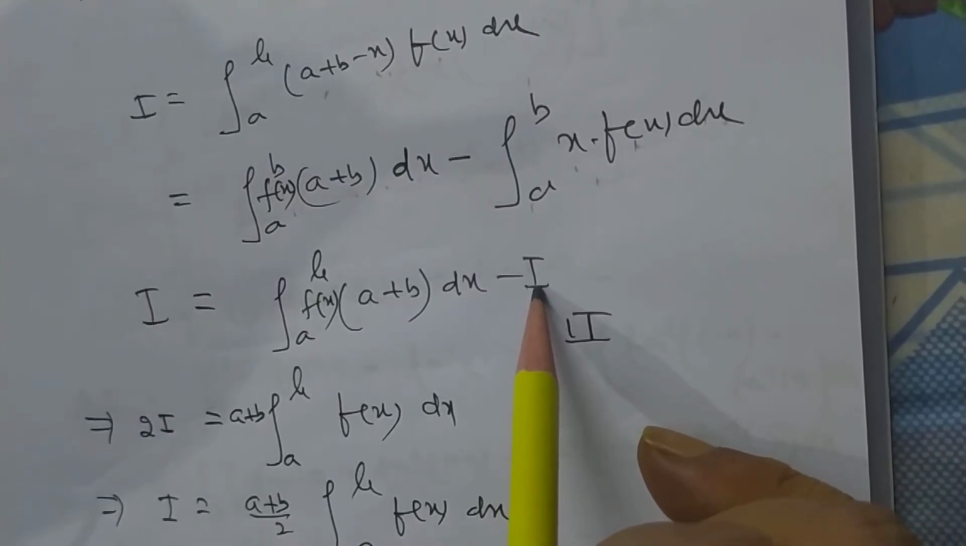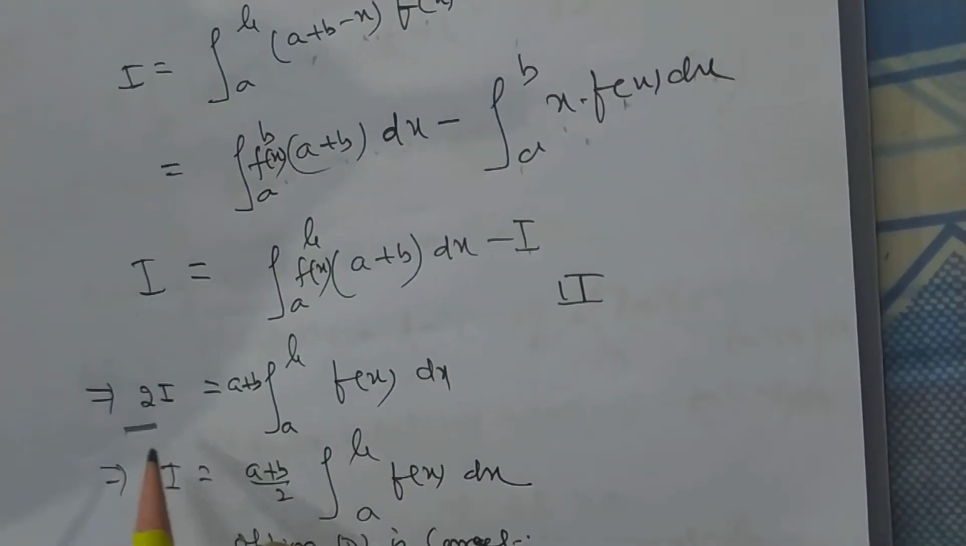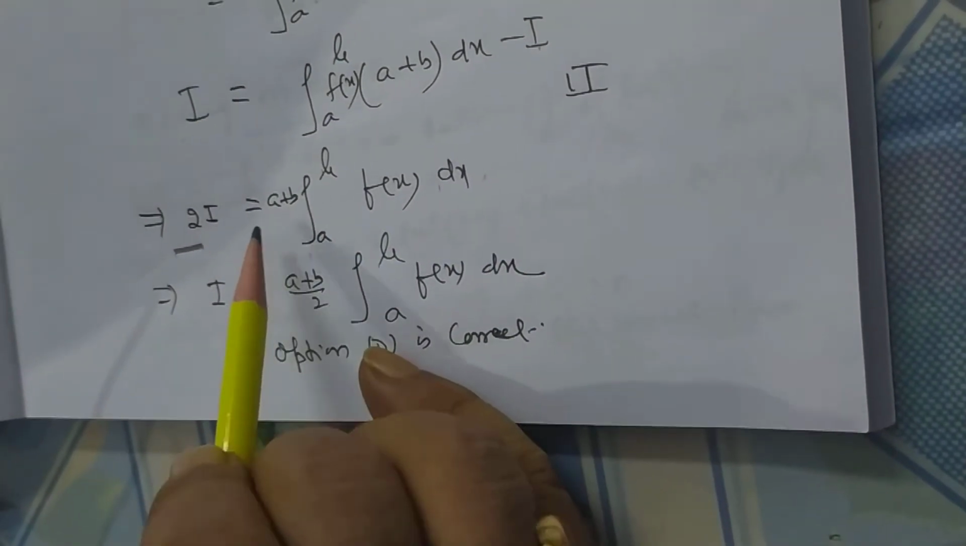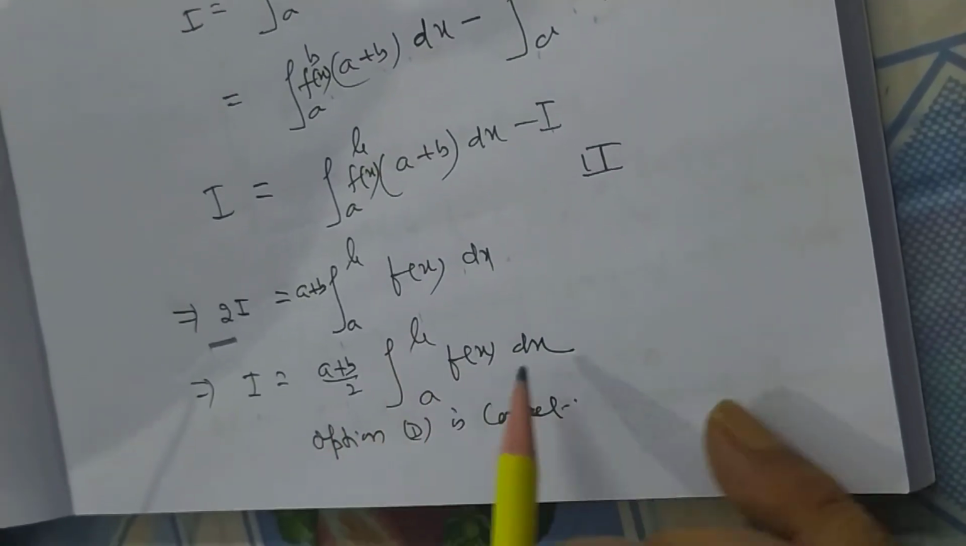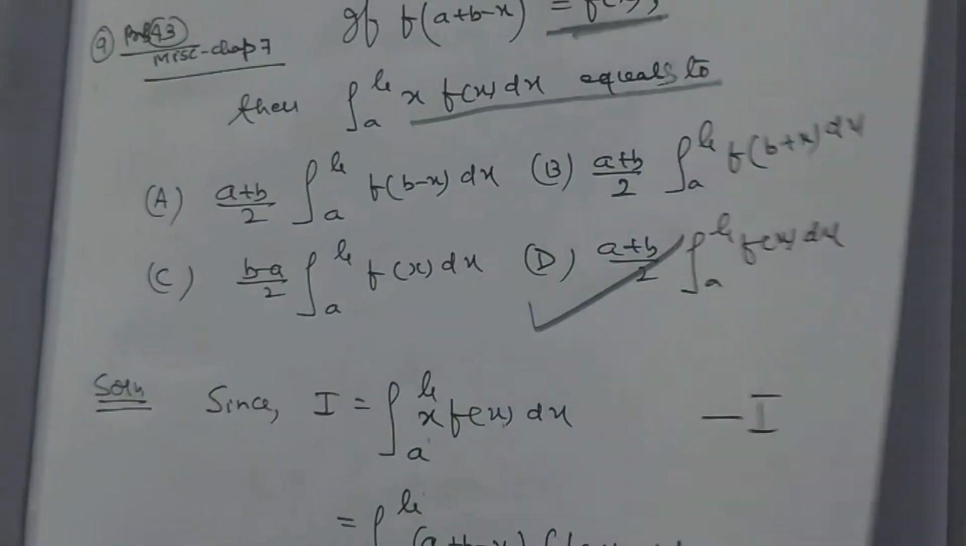The integral of x f(x) dx from a to b is the main problem, so we consider this as I. So I plus I is 2I, equal to (a plus b) times the integral from a to b of f(x) dx. So I is equal to (a plus b) by 2 times the integral from a to b of f(x) dx. D is the correct answer.